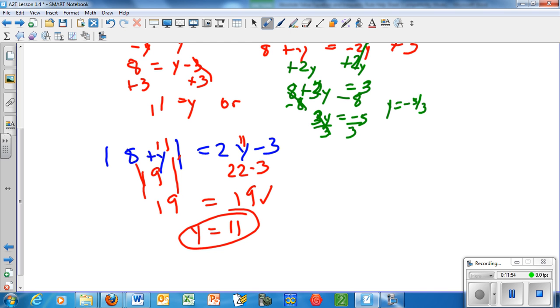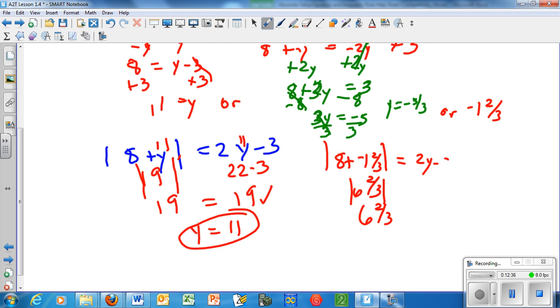It checks. We're going to do the same thing with our negative 5/3, or we could write that as a mixed number, negative 1 2/3. So let's see if that checks out. I have the absolute value of 8 plus, I'm going to write this as my mixed number, negative 1 2/3, which is 6 2/3. But I want to take the absolute value of that, so it's 6 2/3. Let's see if on the right-hand side we get 6 2/3. Okay, so remember that that was equal to 2y minus 3. Now I'm going to put this in not as a mixed number, but as an improper fraction. 2 times negative 5/3, and then we have the minus 3.